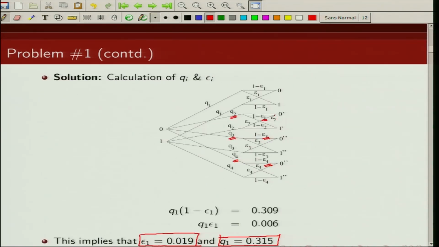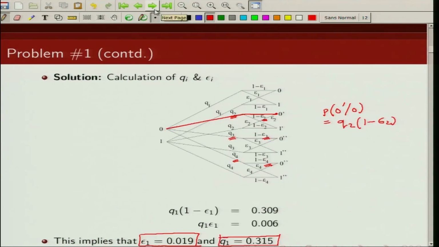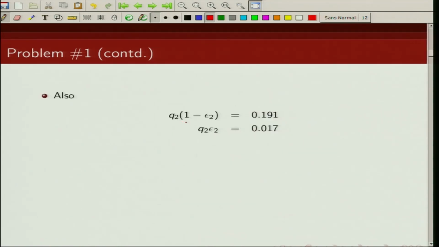Look at the transition probability of O dash given O. What's the probability of O dash given O? That is given by Q2 times 1 minus epsilon 2, which is equal to Q2 times 1 minus epsilon 2. If we go look at the original figure, the probability of O dash given O is 0.191. So this is equal to 0.9191, and that's what we have written here.